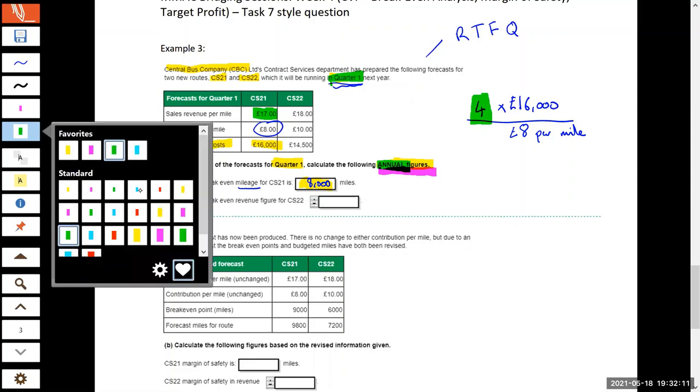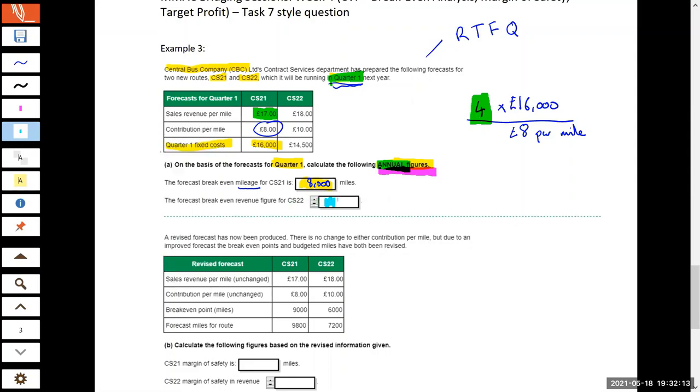Let's just change it to a nice, friendly blue. That doesn't ruin too many colors. Can anybody who would be happy to submit an answer for that?